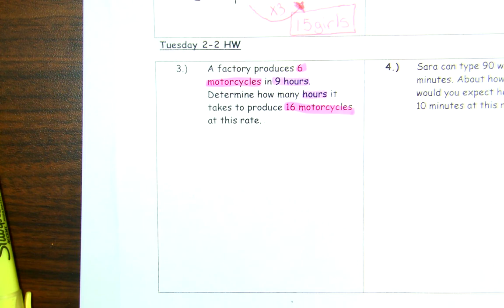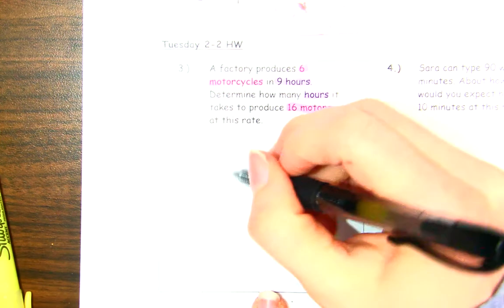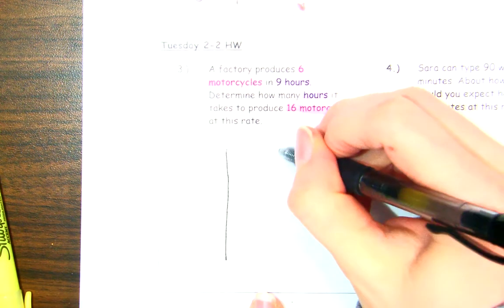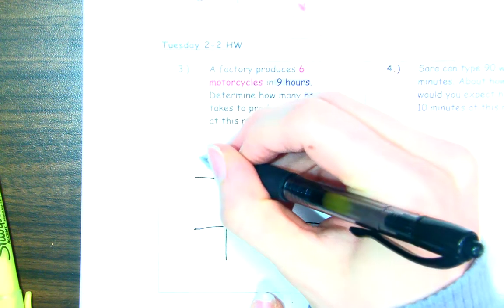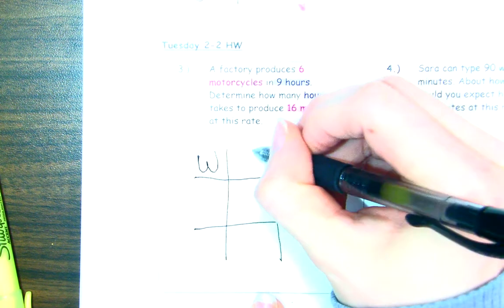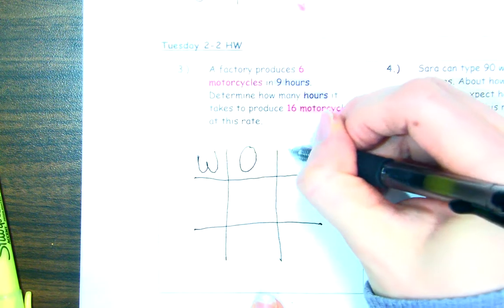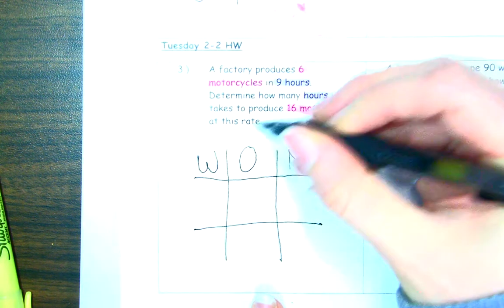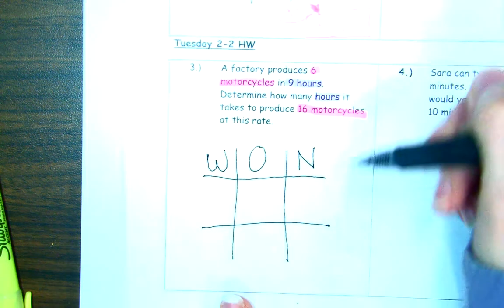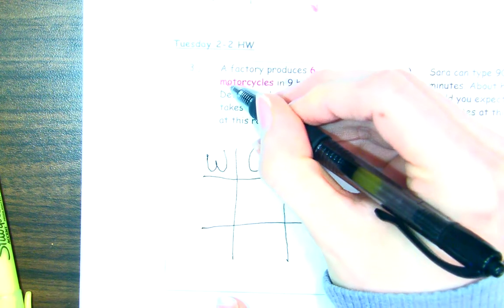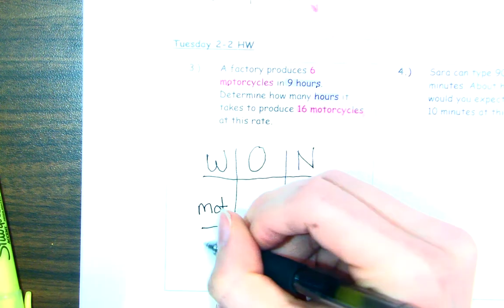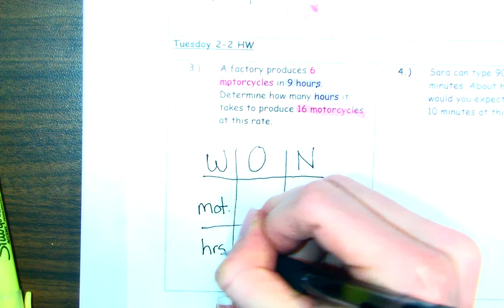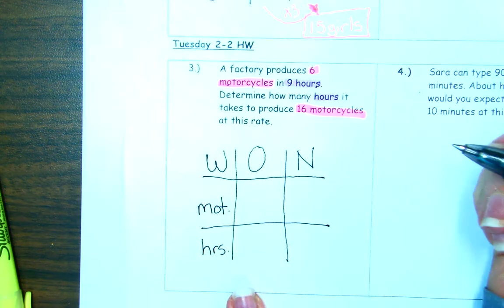Okay, so I'm going to set up my ones table again, just like we did in yesterday's homework. This is going to be my words, my original ratio, and my new ratio, or my original rate and my new rate. All right. I'm comparing motorcycles to hours. So I'm going to put MOT for motorcycles and abbreviate hours for hours.